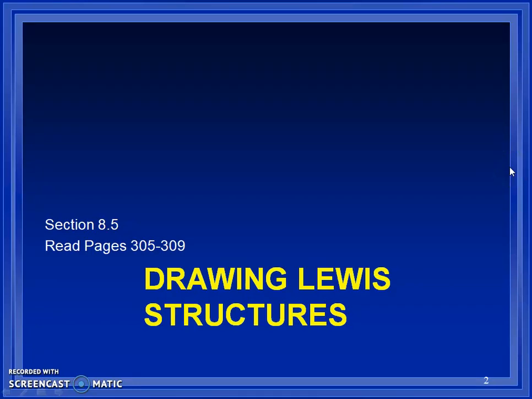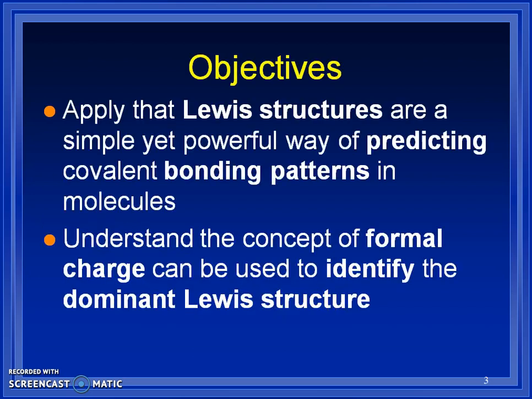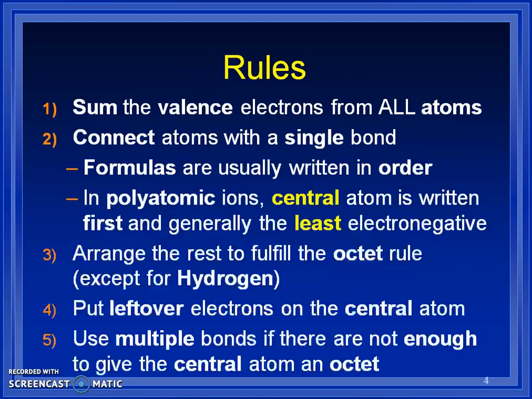This is Mrs. O'Neill for AP Chemistry, Chapter 8, Section 5, Drawing Lewis Structures. So your objective is to apply that Lewis structures are a powerful way of predicting bonding patterns and to understand the concept of formal charge, which is going to help us identify the most dominant Lewis structure when a compound has multiple structures that are plausible.